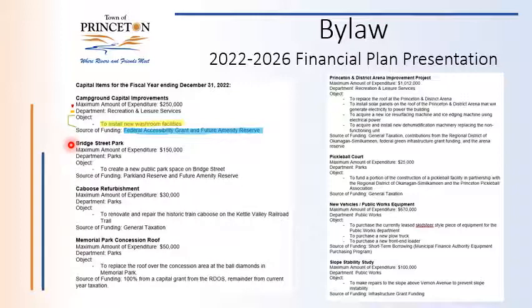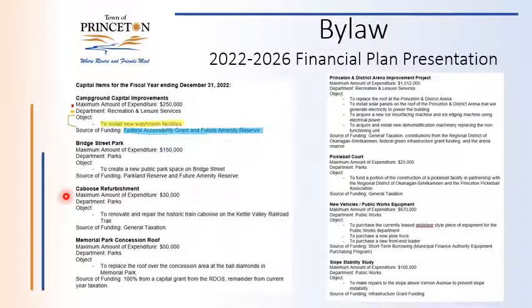So, Bridge Street Park. We're putting in a public park space on Bridge Street at the old Overweighty site. The funding sources for that are the Parkland Reserve and the Future Amenity Reserve. So both those reserves are already sufficiently funded to proceed with that project.